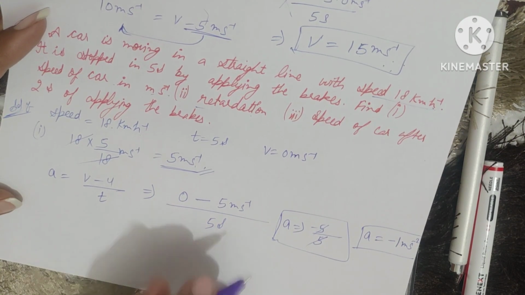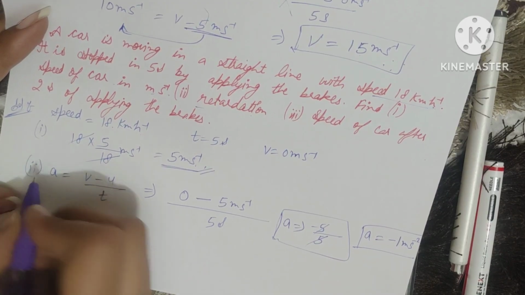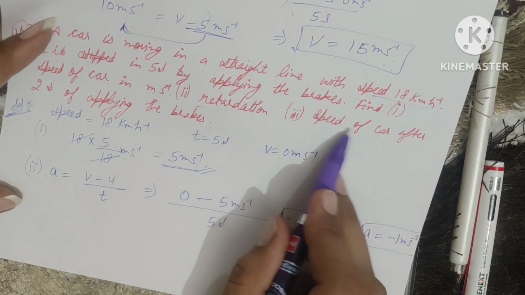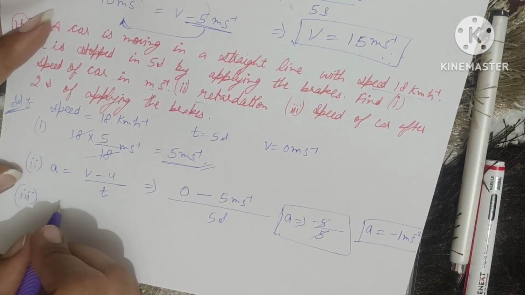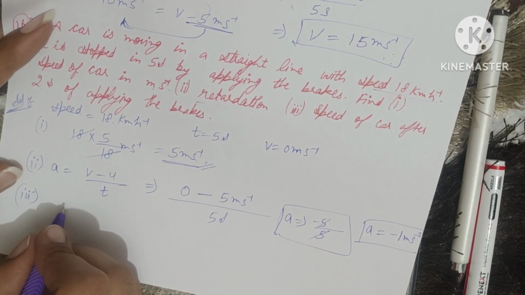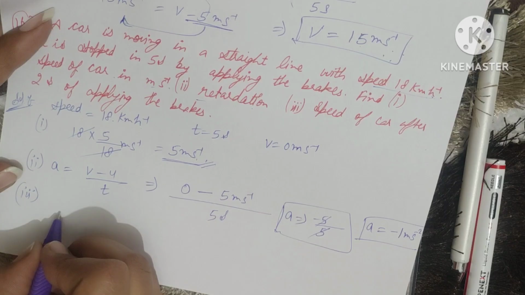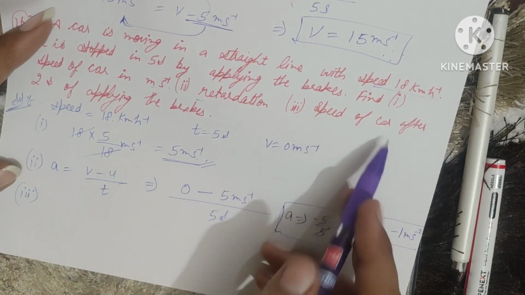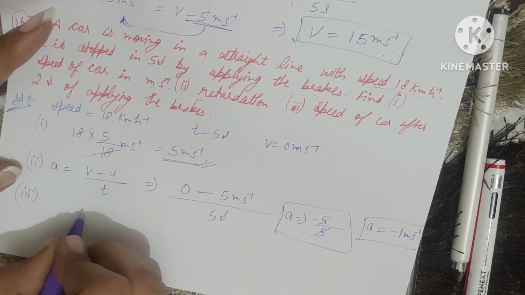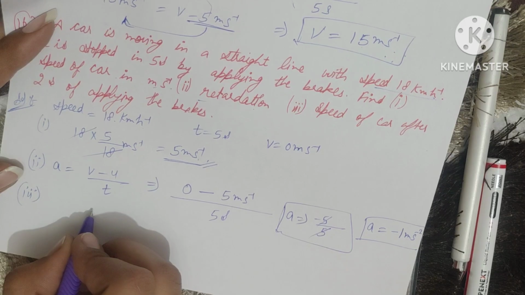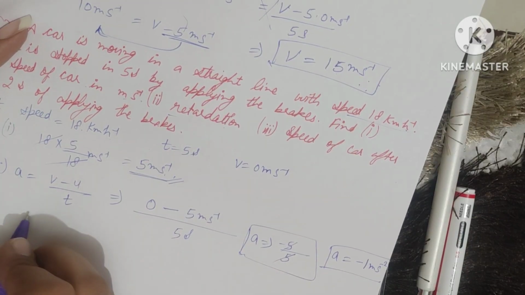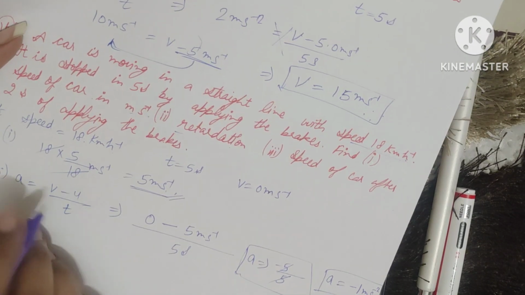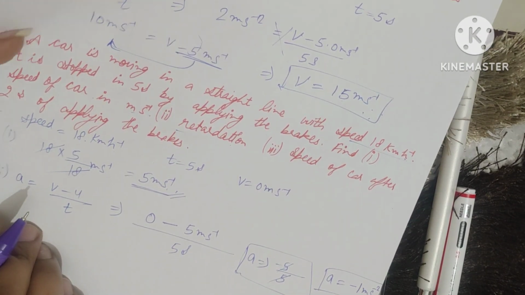The next part is, first, speed conversion into meters per second is also done, and retardation is also done. The third part is we need to find the speed of the car after 2 seconds of applying the brakes. So what do we need to find? We need to find the speed of it. What is the formula for it? We need to find the final velocity. Speed means the final velocity when the brakes have been applied for 2 seconds.